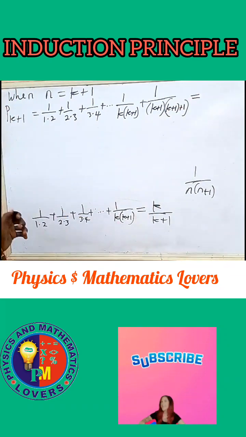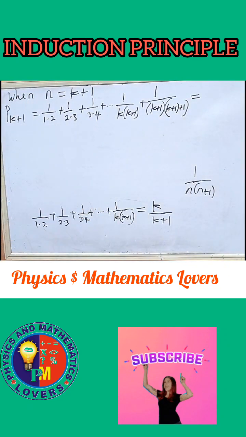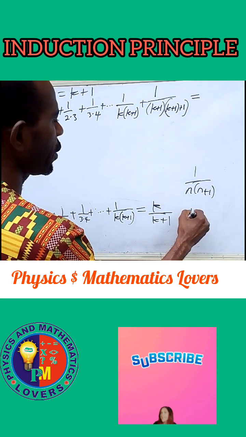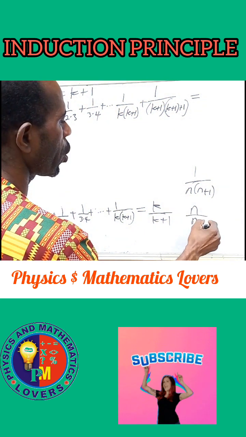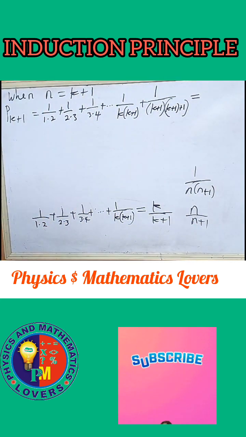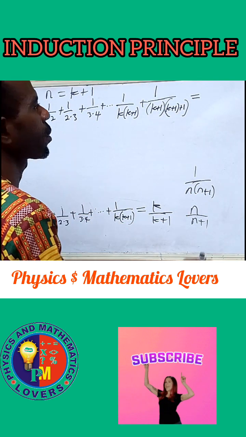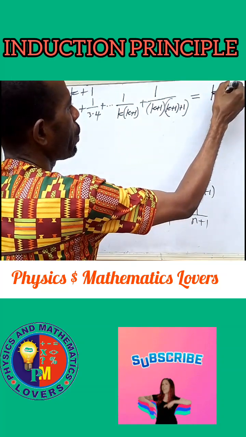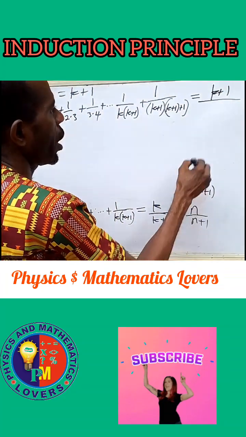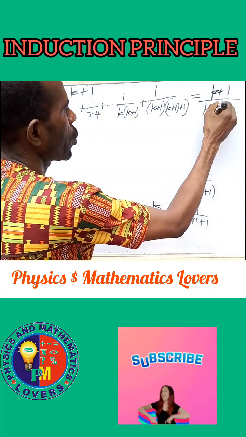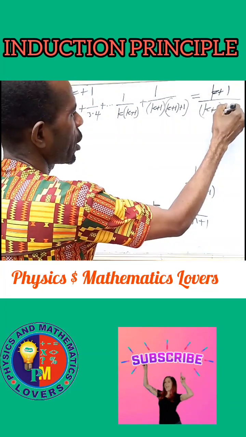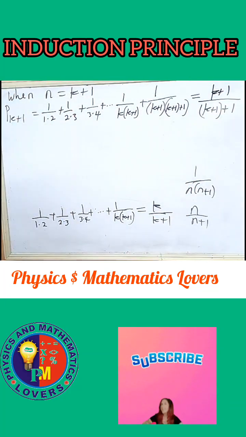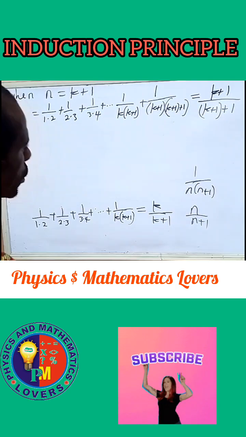Then equal to, we move to the right hand side. Remember the right hand side formula is n over n plus 1. So in place of n, you put k plus 1 there. It becomes k plus 1 over k plus 1, then we have the 1 there already, plus 1. So we move on.